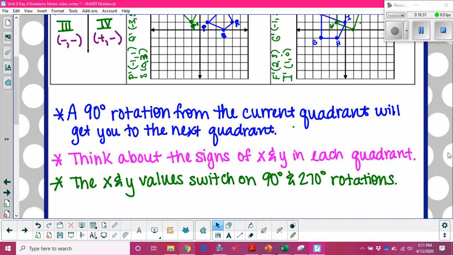Okay, and the X and Y values switch only on 90-degree and 270-degree rotations. They stay the same on 180 degrees and 360 degrees. The only thing you have to look at is what your positive and negative values are for X and Y, and that's going to depend on what quadrant you land in. Okay, so pause the video and get these written down, and then we'll move on.